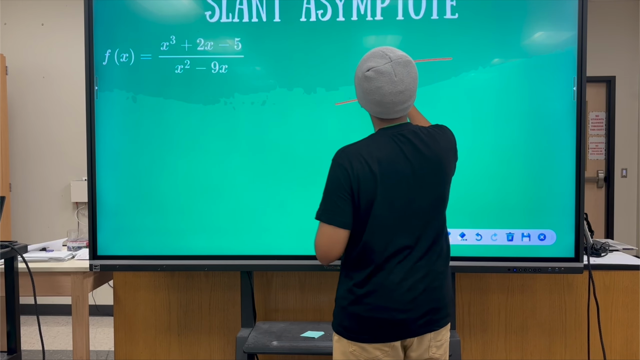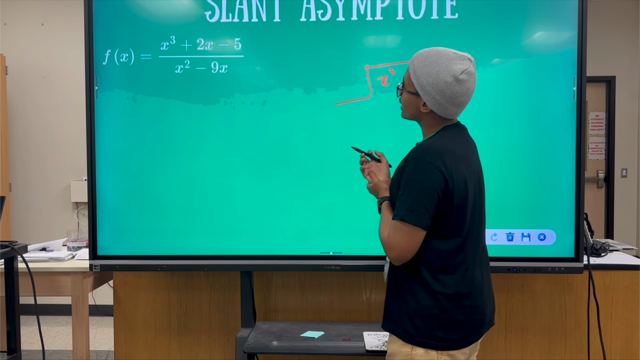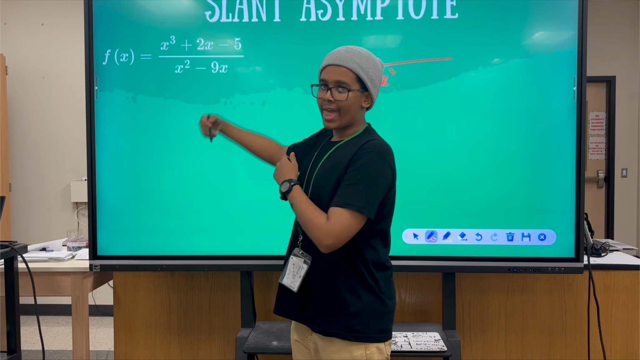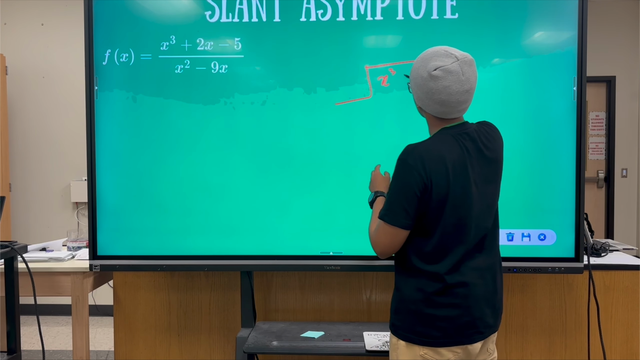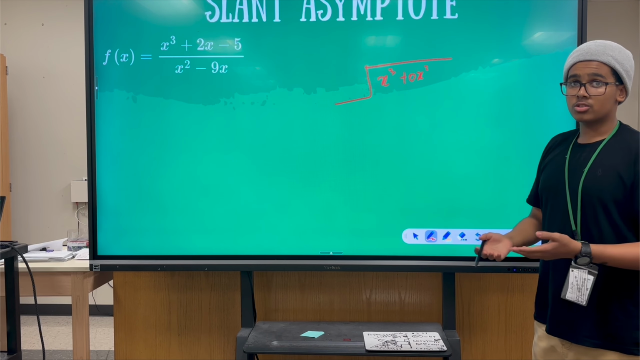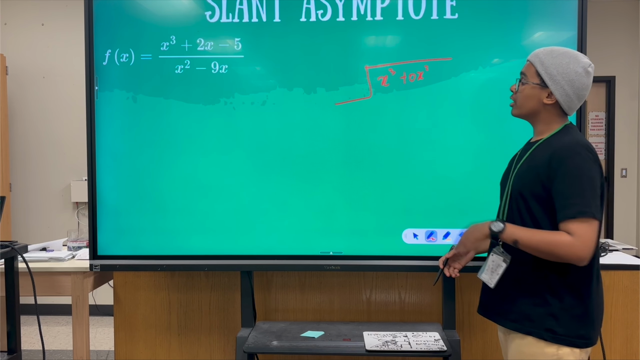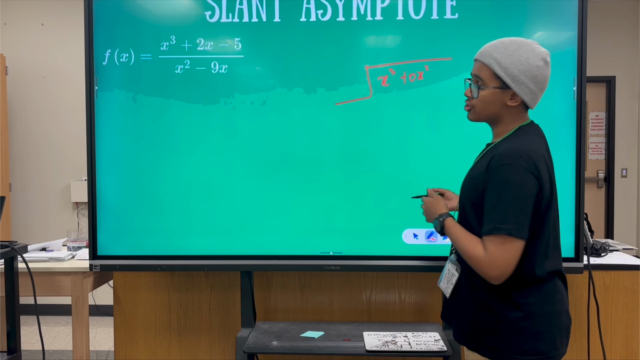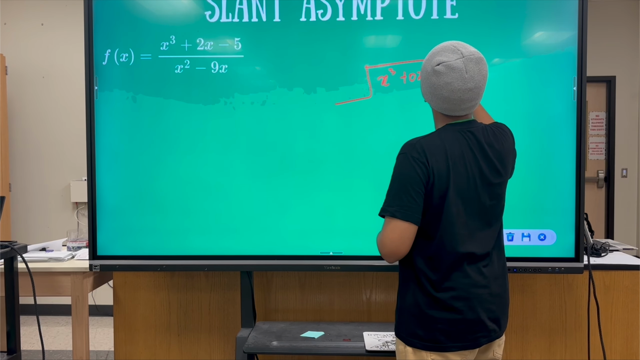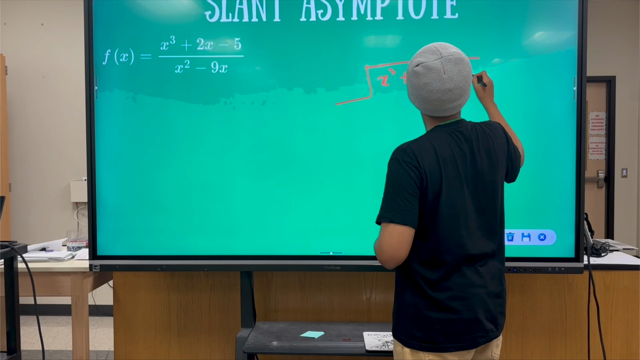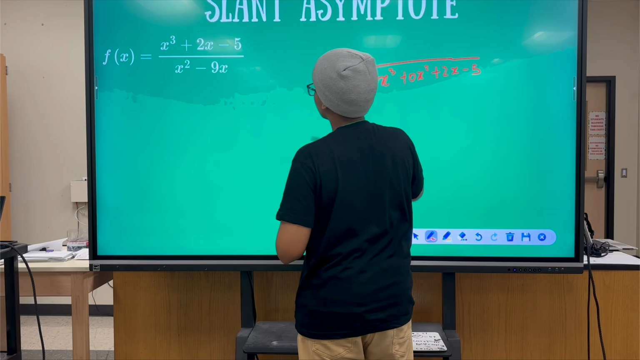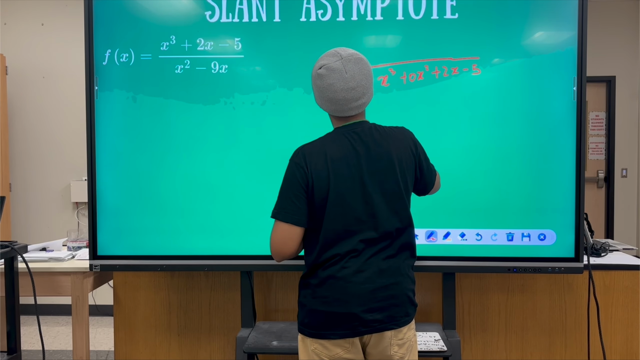Right, so we have x cubed, but right here you can see that it skips the square, so there is no x squared term. So we assume that there's a 0x squared term right over there. So 0 times x squared is still 0. It doesn't really exist, but the only reason it exists is because it's necessary when you're dealing with polynomial division. So we have x squared plus 2x minus 5, and right here you would have x cubed minus 9x squared.